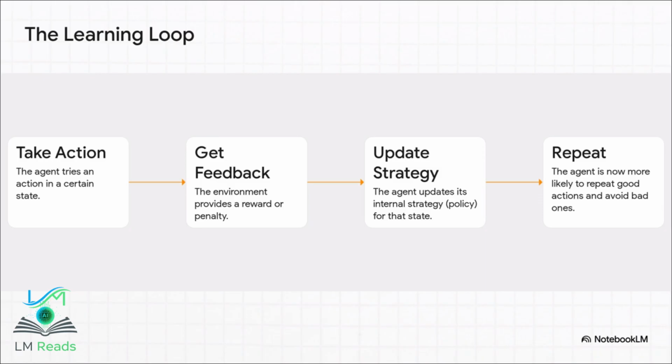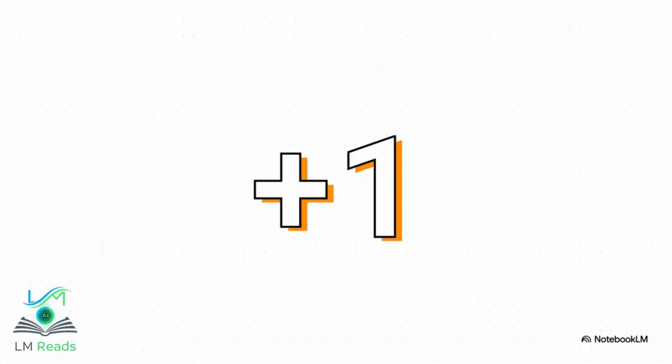The agent takes an action, it gets a response from the world, and it uses that response to tweak its internal strategy. Over thousands or even millions of cycles, this process lets an AI master incredibly complex tasks, from video games to robotic control. A positive reward, that +1, it's like a digital pat on the head.